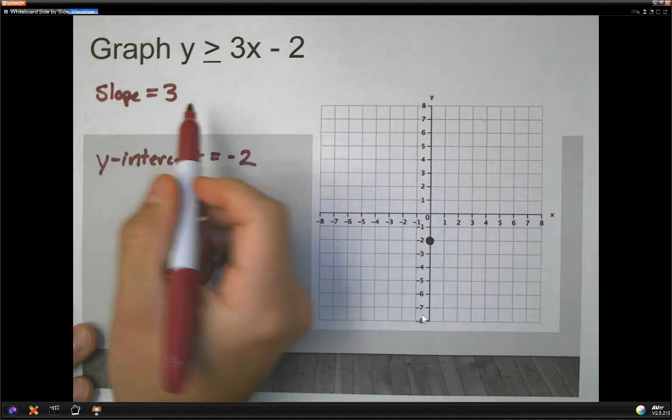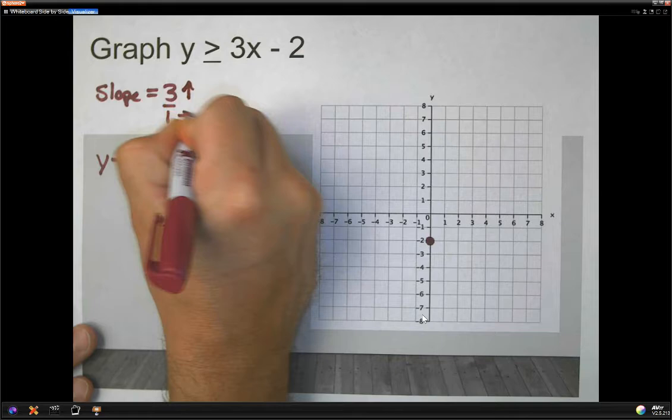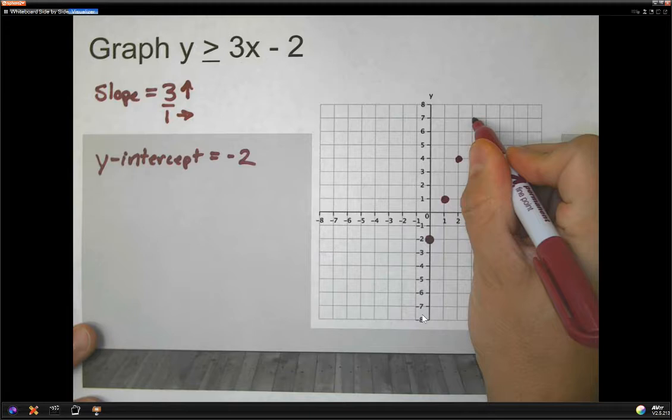The slope is what I do next. Now, it is nice to write whole numbers as fractions, and we can always write it as 3 over 1, or the whole number over 1. And do recall that when the slope is positive, that means to go up and to the right. So from my starting point, I'm going to go up 3, 1, 2, 3, and right 1. And up 3 and right 1 again. And I continue that as far as I can go.